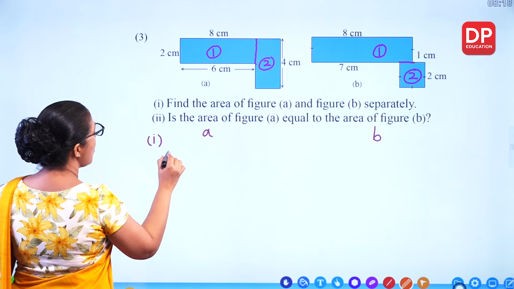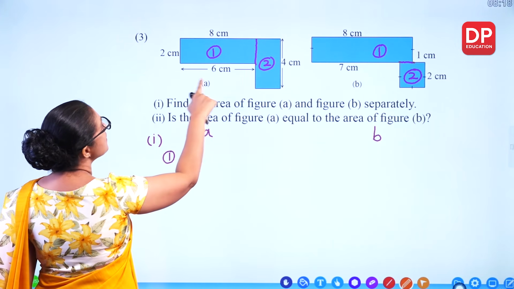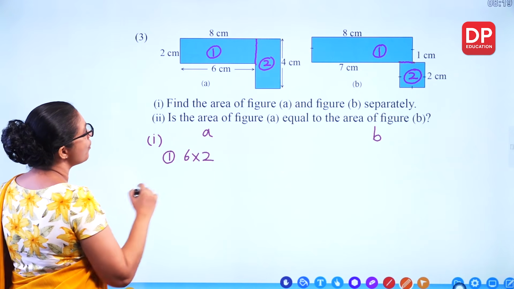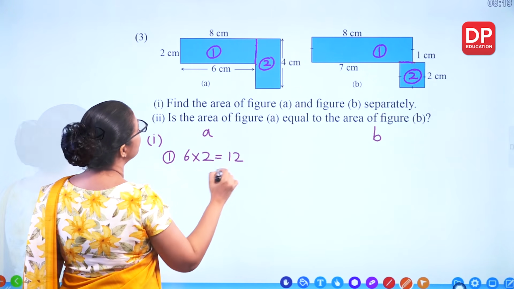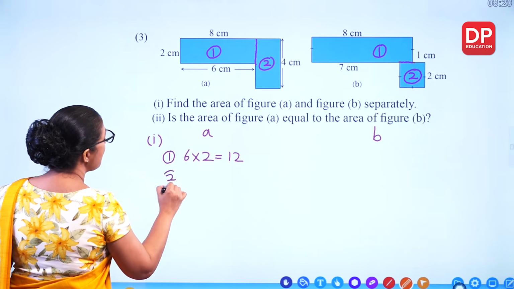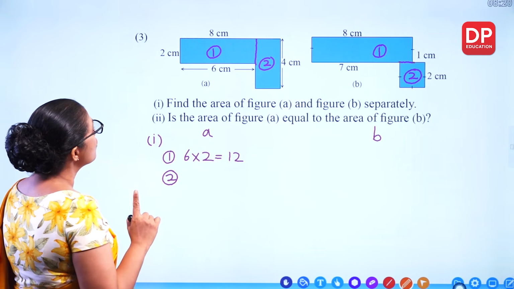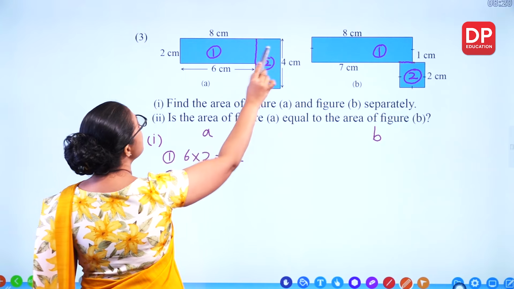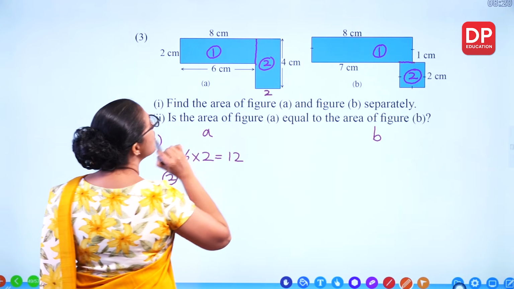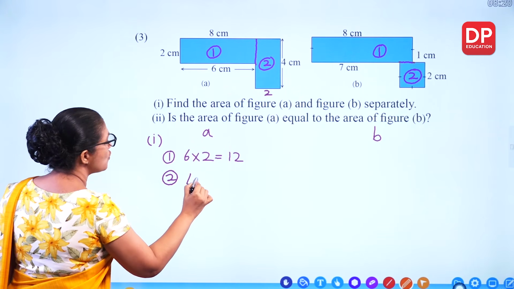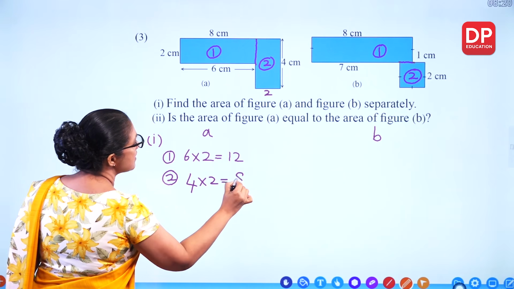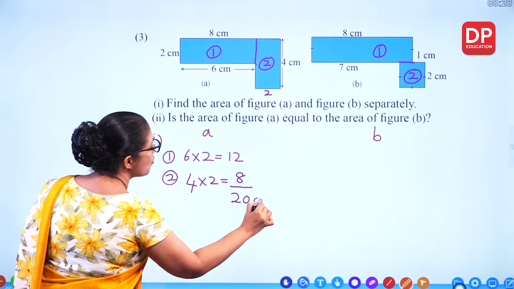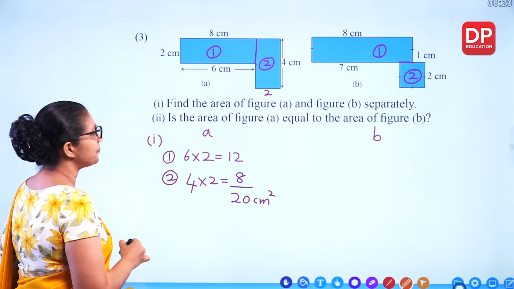So what's the area of the first part? 6 and 2. 6 times 2. 12. We'll find out the area of the second part. So what's this length? Total is 8. 8 minus 6, this becomes 2. So 4 times 2, that's 8. So the total area is 20 square centimeters.